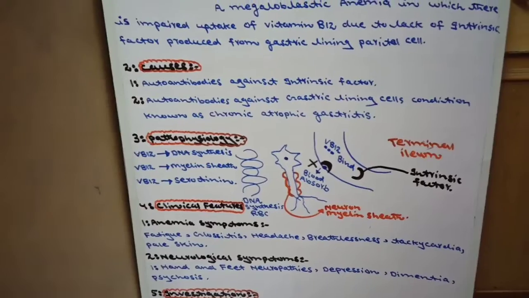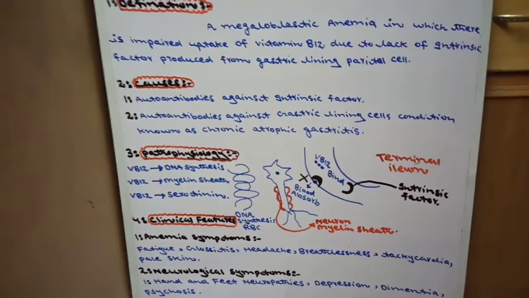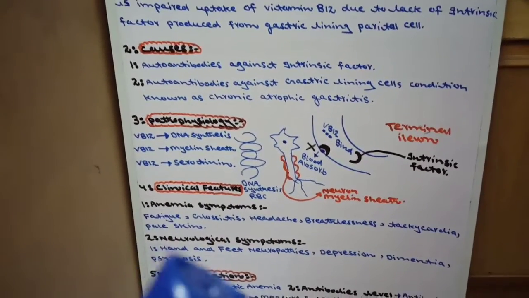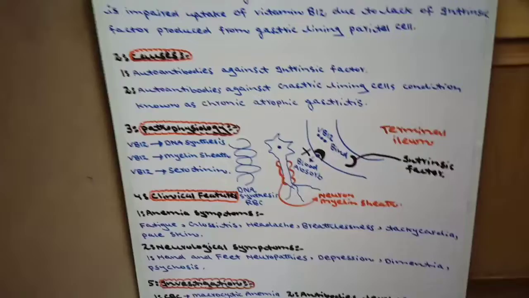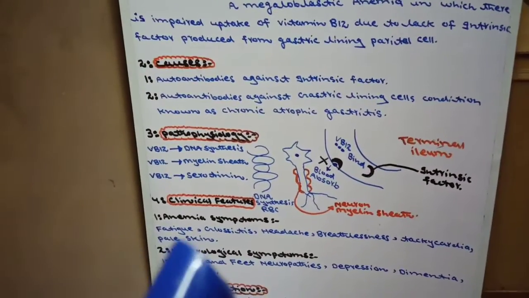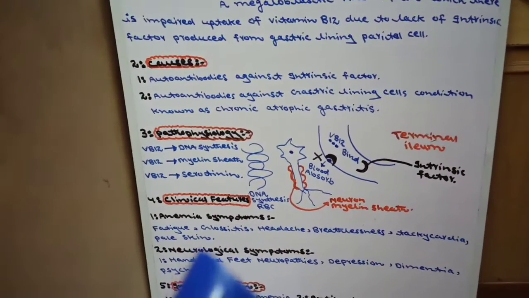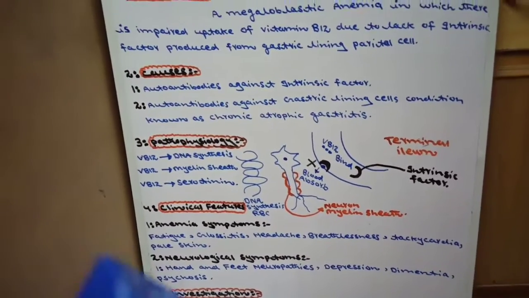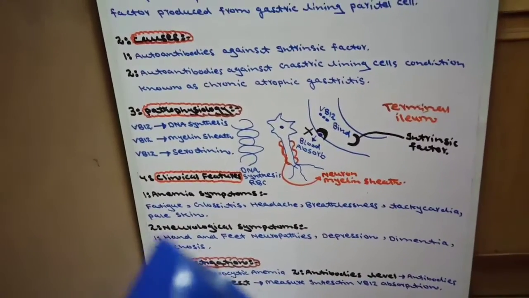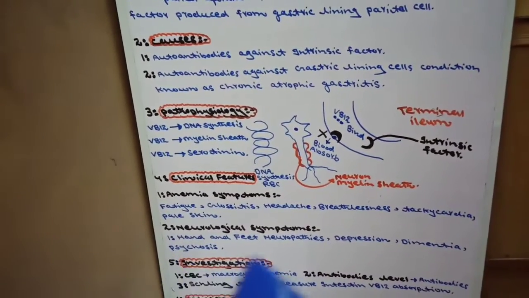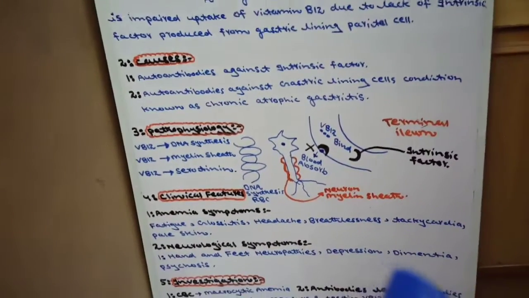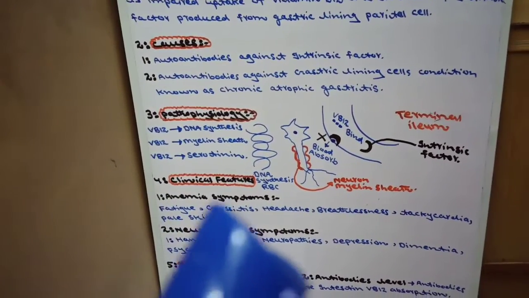In clinical features, there are two types of symptoms of pernicious anemia. Number one is anemia symptoms. Number two is neurological symptoms. In anemia symptoms, there will be fatigue, glossitis, meaning inflammation of the tongue, headache, breathlessness, tachycardia, pale skin. And in neurological symptoms, there will be hand and feet neuropathies, meaning numbness, and depression, dementia, psychosis. These are the clinical features of pernicious anemia.